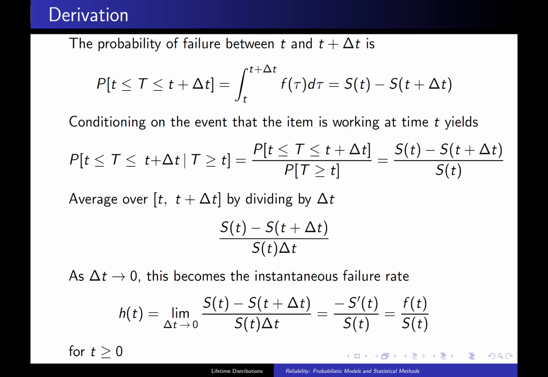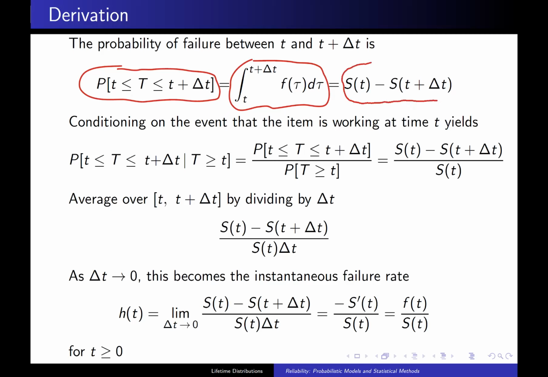Here is the derivation of the hazard function. We begin by calculating the probability of failure between t and t plus delta t. In order to find that probability, you integrate the probability density function between t and t plus delta t. Equivalently, you can take the difference between the survivor function evaluated at t and the survivor function evaluated at t plus delta t.